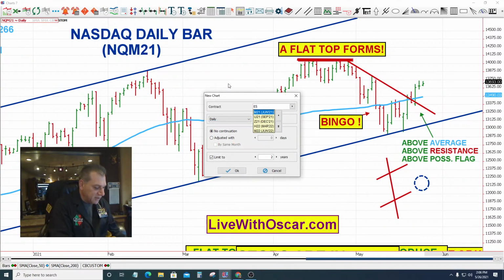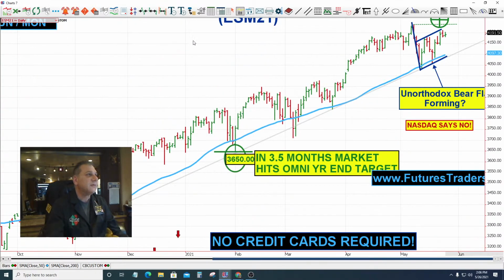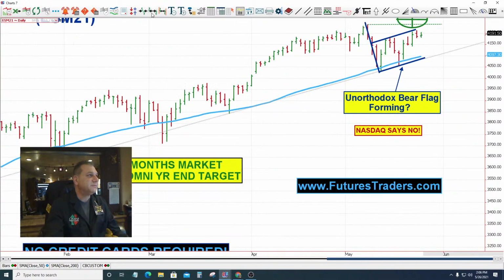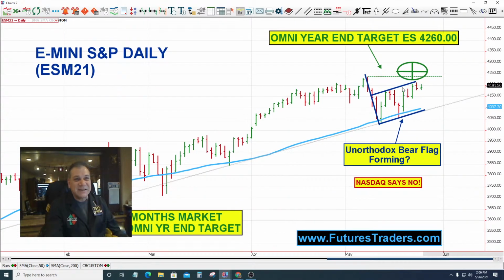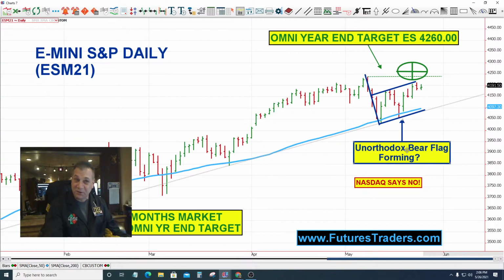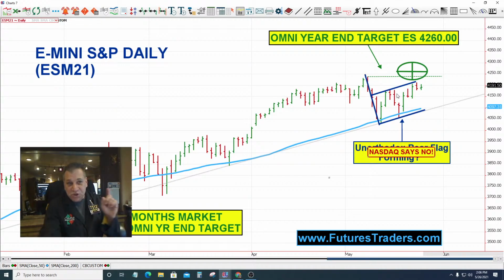What does the E-mini S&P look like? Let's go look at that one. E-mini S&P, slightly different. It still could be inside of this unorthodox, but still there, bear flag forming. NASDAQ says no, as we just witnessed, but you could still be inside of this bear flag.